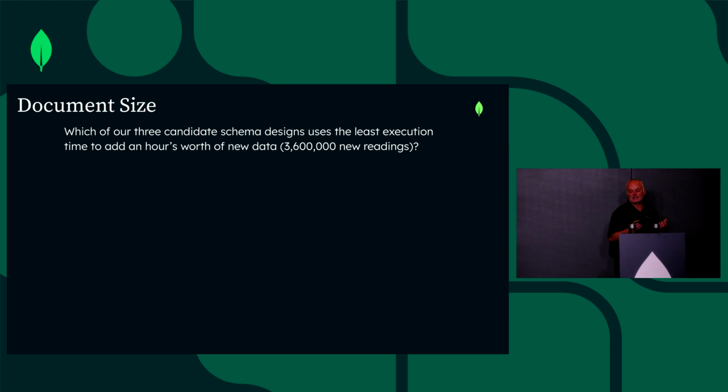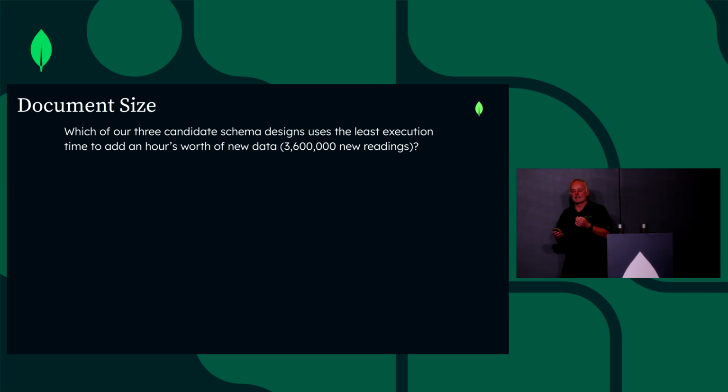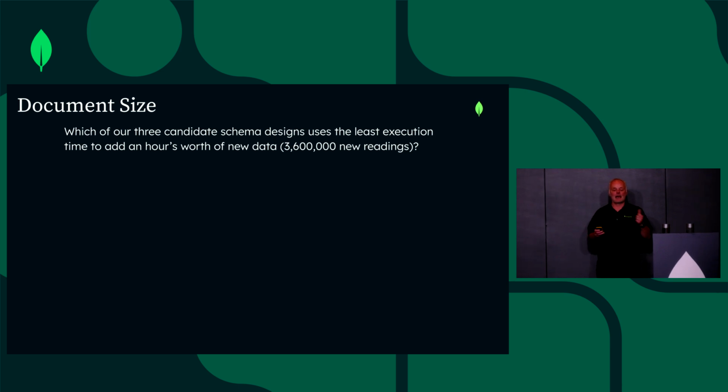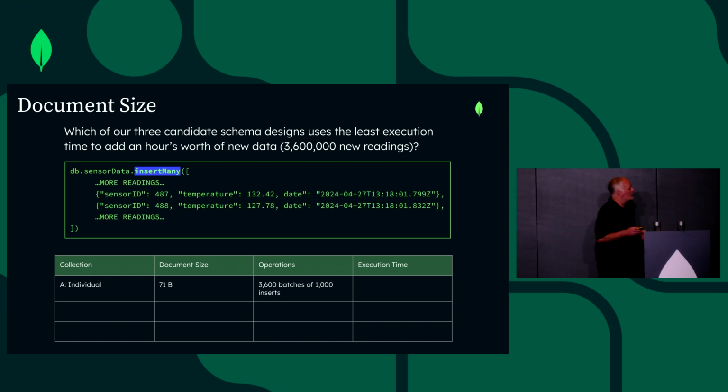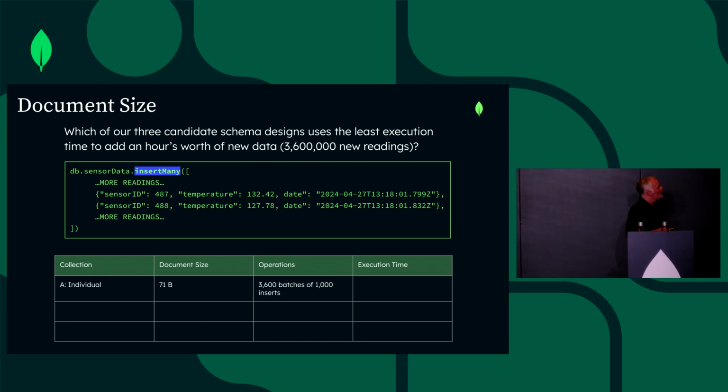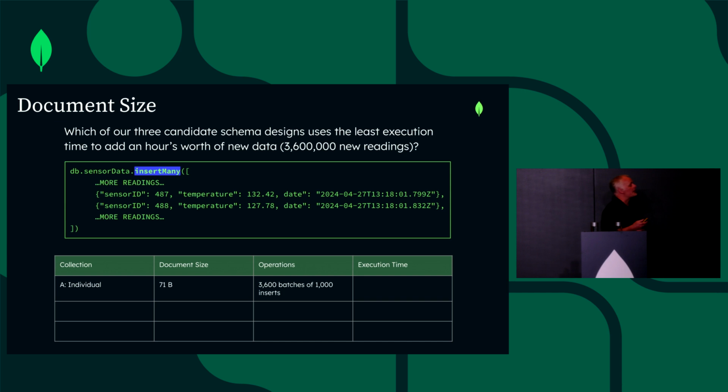Which of our 3 candidate schema designs uses the least execution time to add an hour's worth of new data? So, 3.6 million new readings. So for option 1, we're going to do an insert many, so we're going to do a bulk insert. And so every second, we're receiving the readings from all of the sensors. And so we insert many, and so for each sensor, for that second, we store the document.